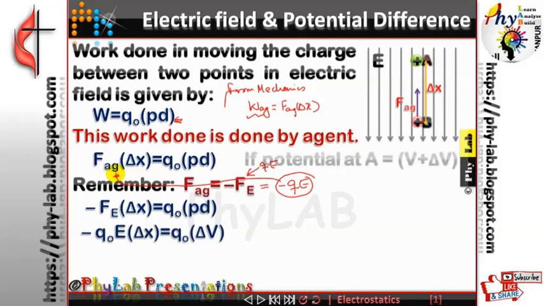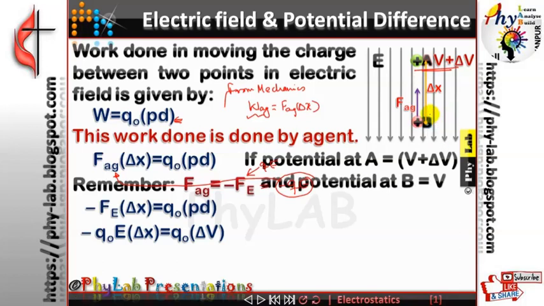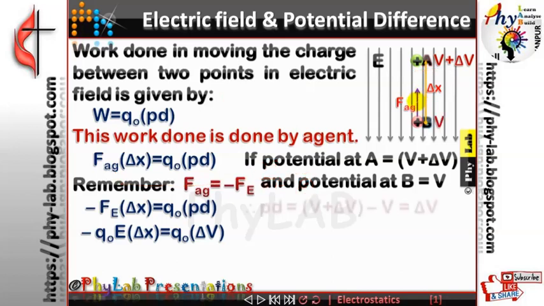So let us assume that the potential of point A is V plus delta V, because A is at a higher potential. As I move in the direction of the electric field, the point B will be at a lower potential, and let's say the point B potential is V itself. So what is the potential difference? It is the higher potential minus the smaller potential, that is VA minus VB, that is V plus delta V minus V, and that happens to be delta V friends. So I have substituted this delta V over here in place of potential difference.